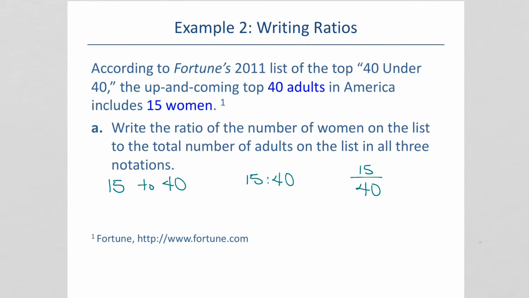These would reduce if we divide by 5. 15 divided by 5 is 3, and 40 divided by 5 is 8. So all of these would be equivalent to 3 to 8.